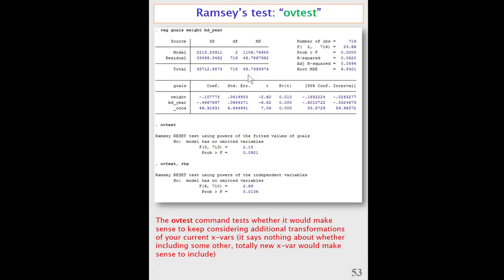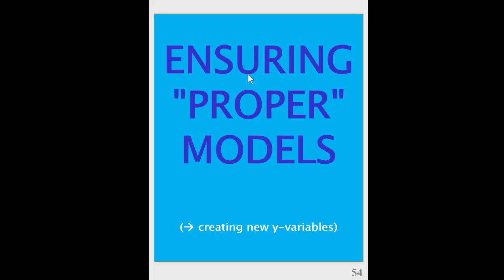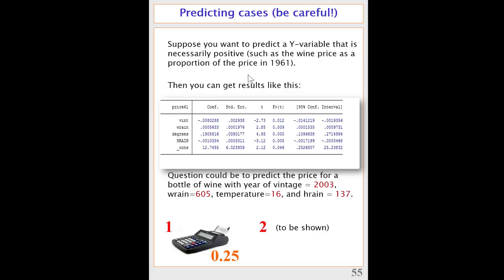Okay, a couple of last bits. Ensuring what's called proper models. And that will lead in the end to something related to creating new predictor variables, namely creating a different Y variable. That could also be a good idea. Okay, for the rain data, it works like this. I'm comparing here the price of a bottle of wine to the price of a similar bottle in 1961. So the dependent variable in this case is the price of a bottle of wine divided by the price of a bottle of wine in 1961.